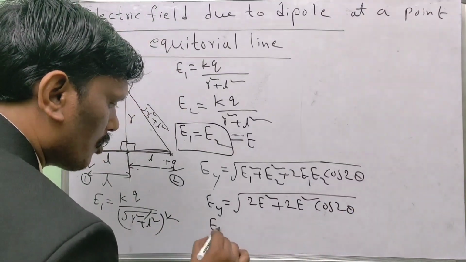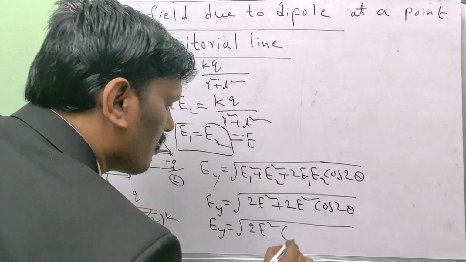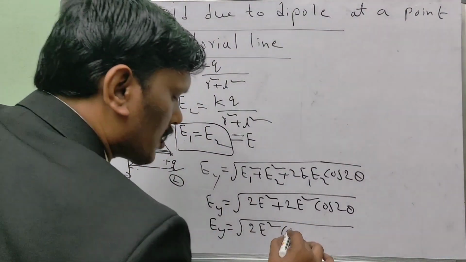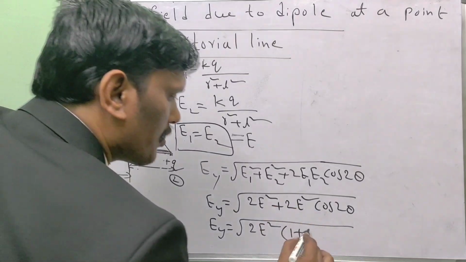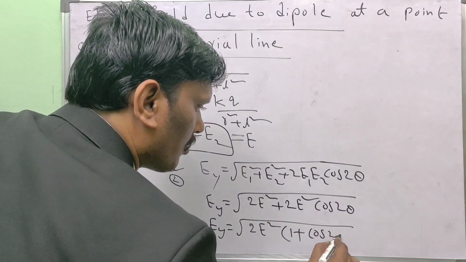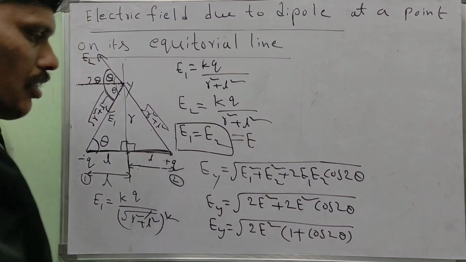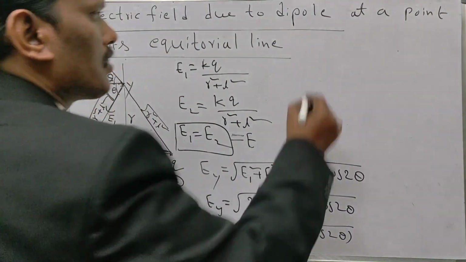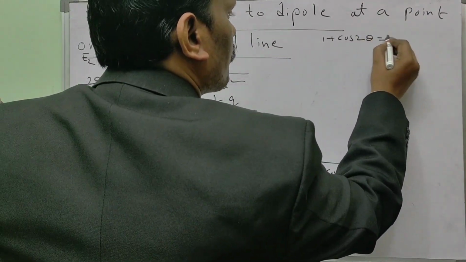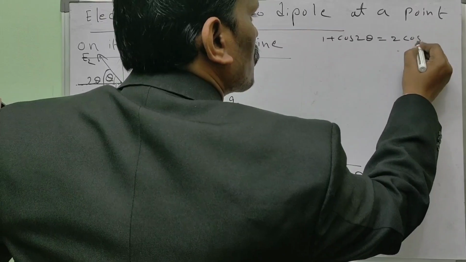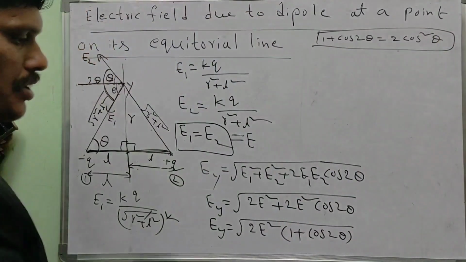In the next step, I am going to take 2E square common inside the root. Then what remains in the first term? 1. After taking 2E square as common, what remains in the second term? Cos 2 theta. And already we know that 1 plus cos 2 theta means we have the formula 2 cos square theta, a trigonometric formula. That formula I am going to use here.